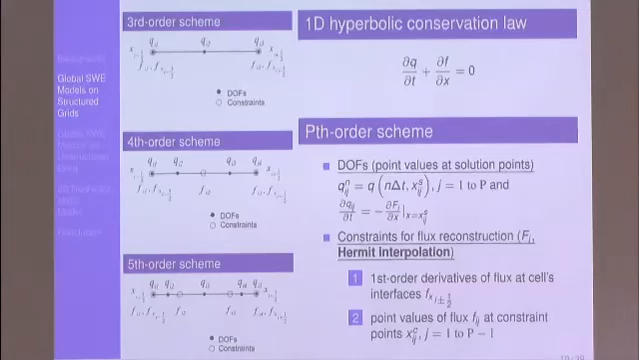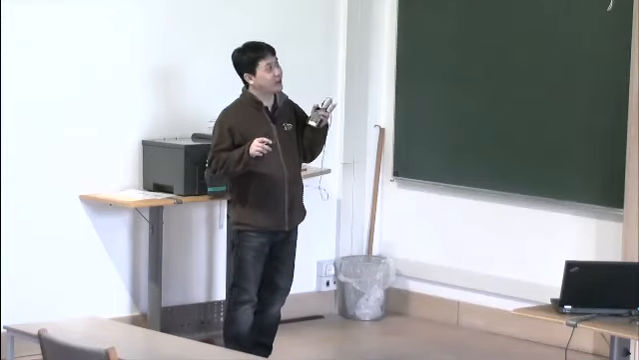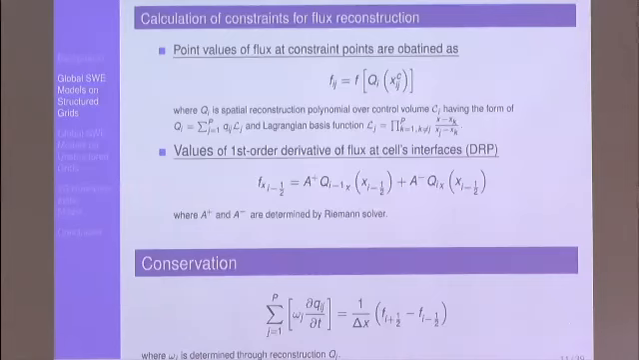Okay, the remaining task is to determine the values of these constraints. So for point values of flux at constraint points, it is easy to calculate them from the values of the unknowns at this constraint point, because in general the constraint point is not the same as the solution point. So the value of the unknowns should be interpolated from this interpolation function.